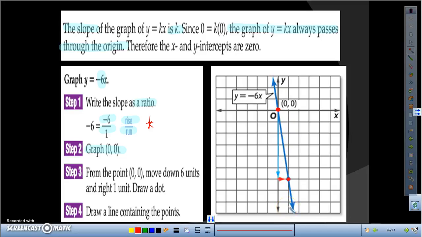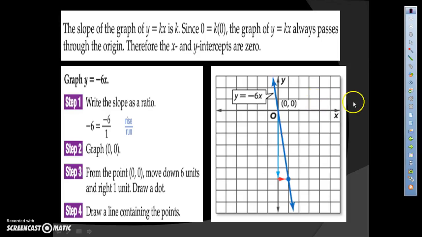And it's going to be the same thing every time. I'm going to identify my slope and write it as a ratio. I'm going to graph the origin and then use my slope in step 3 to find another point. Okay, so this is, in my opinion, the easiest way that we've looked at graphing a linear equation up to this point.